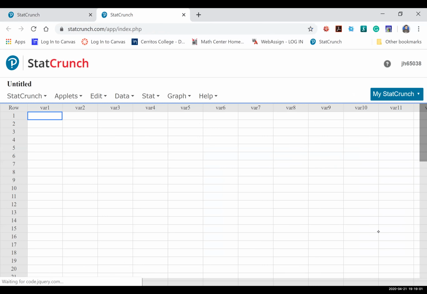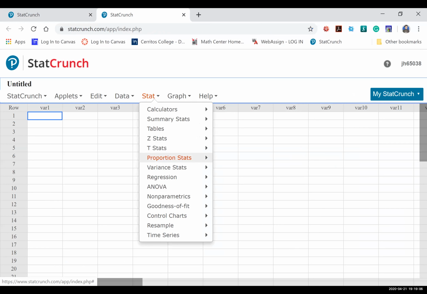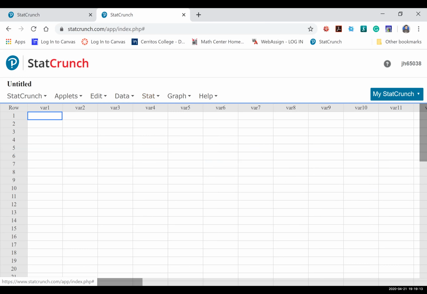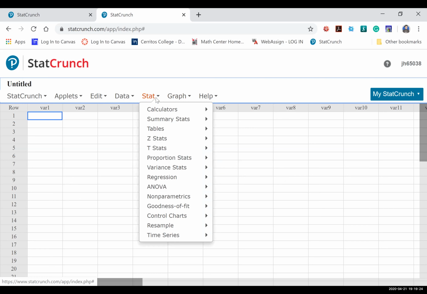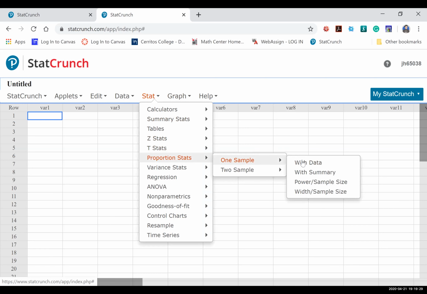Okay, so we're going to go to stat, and we're going to go to proportion statistics, and then one sample. Let's try that again. What the heck? It's not liking my pen. Okay, stat, proportion statistics, one sample with summary. We don't want the data. We want the summary stats.